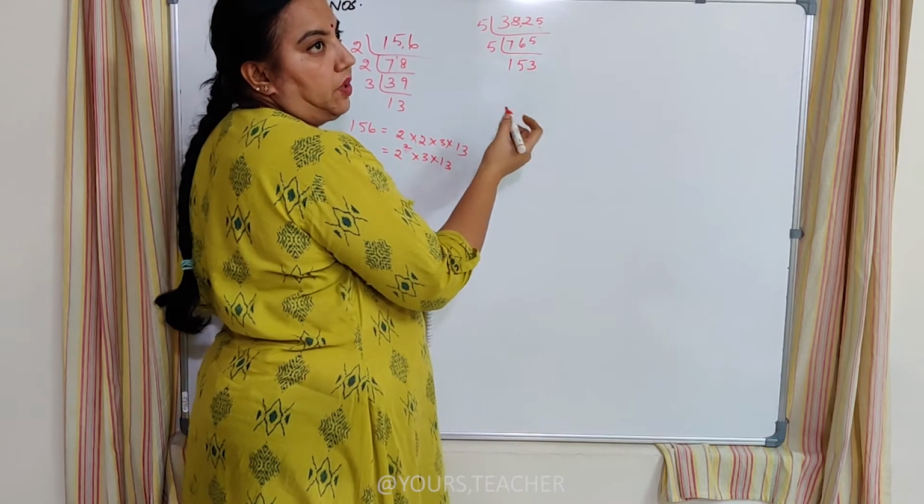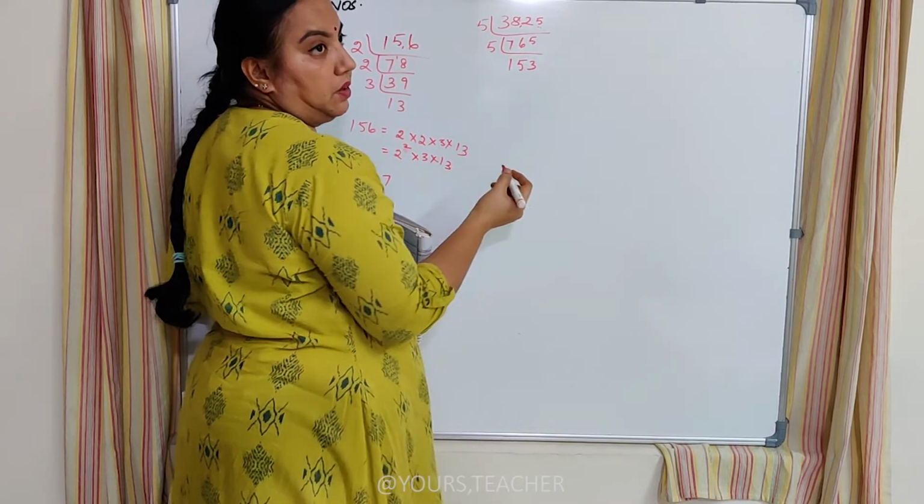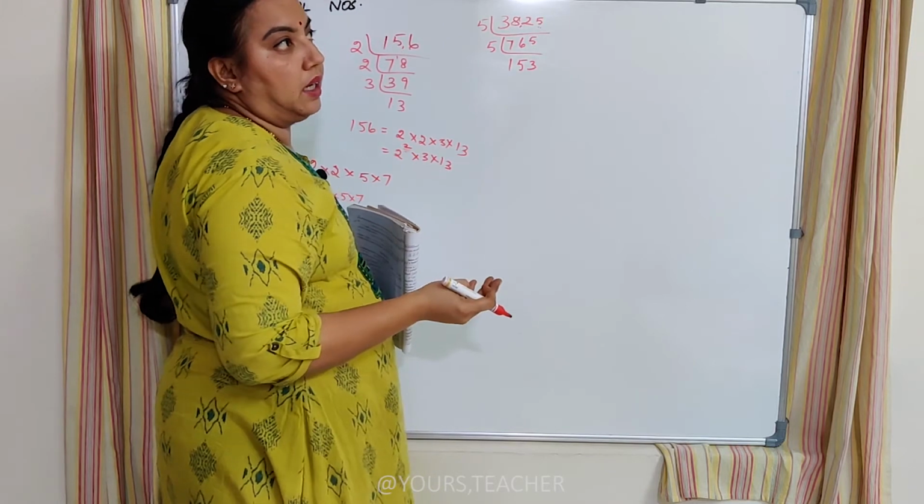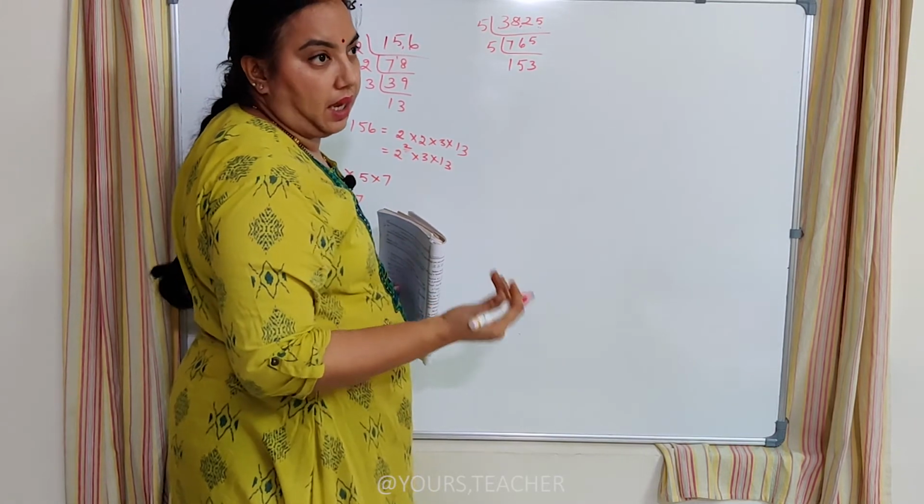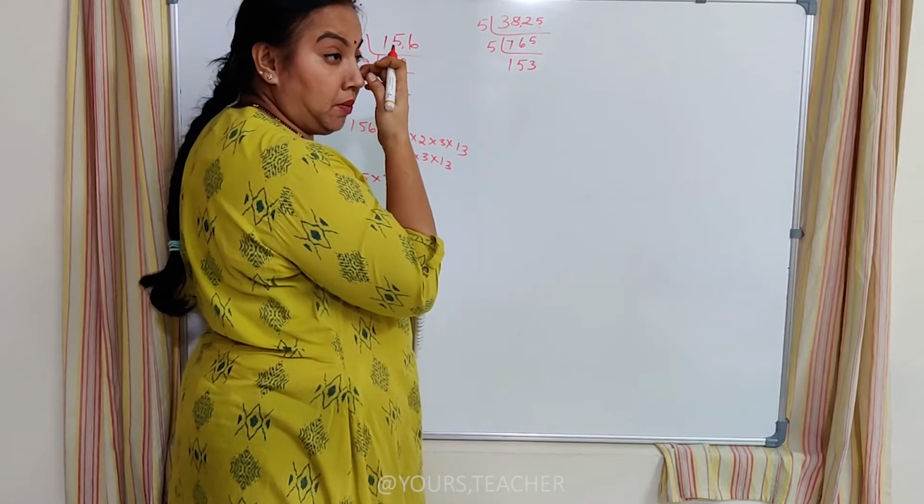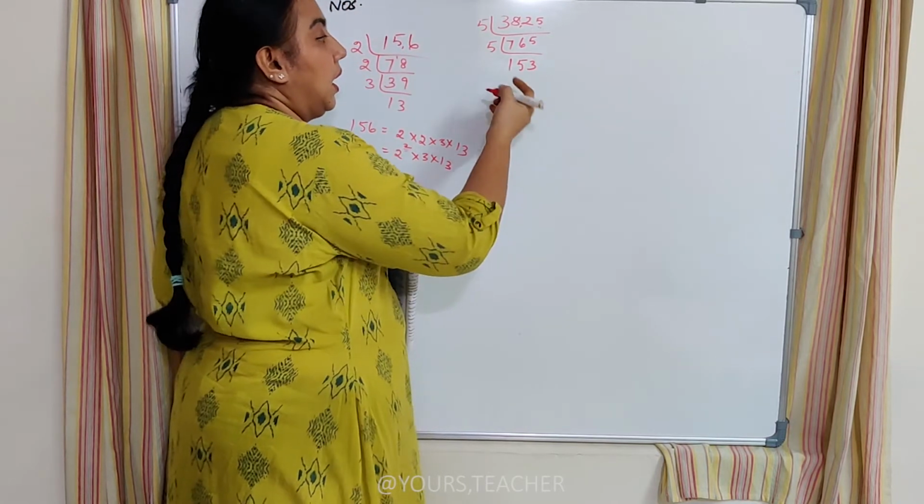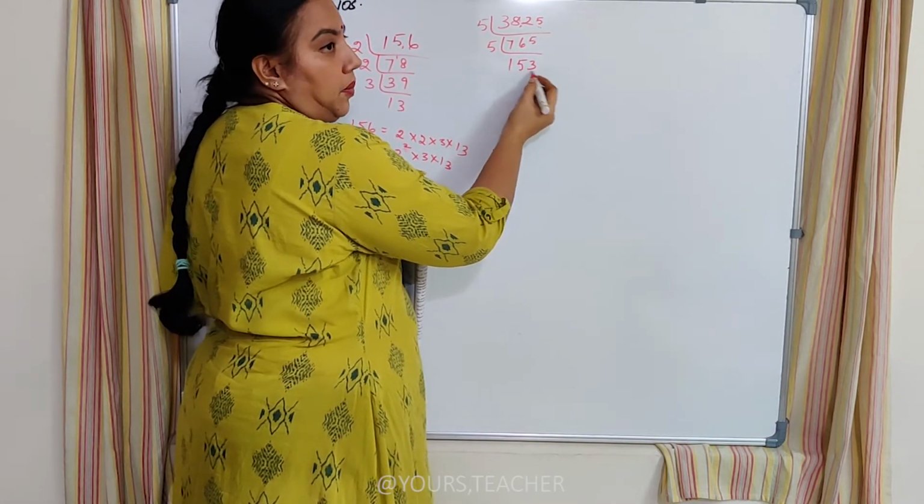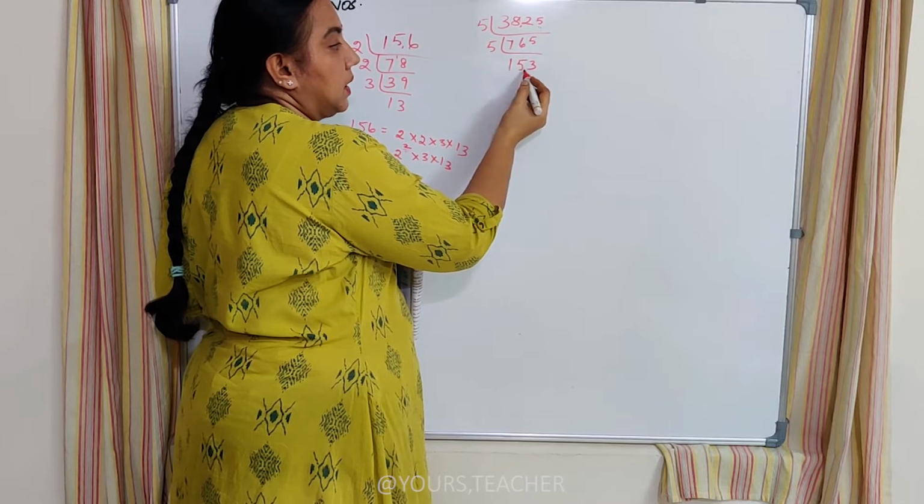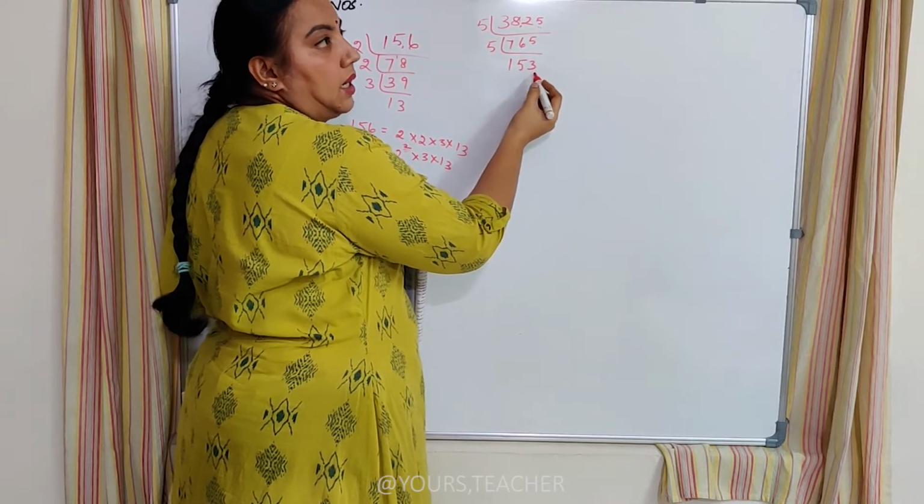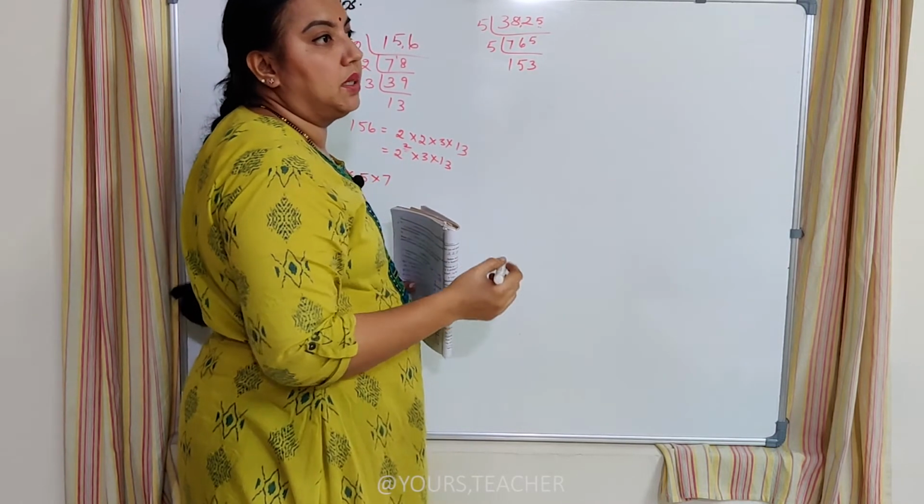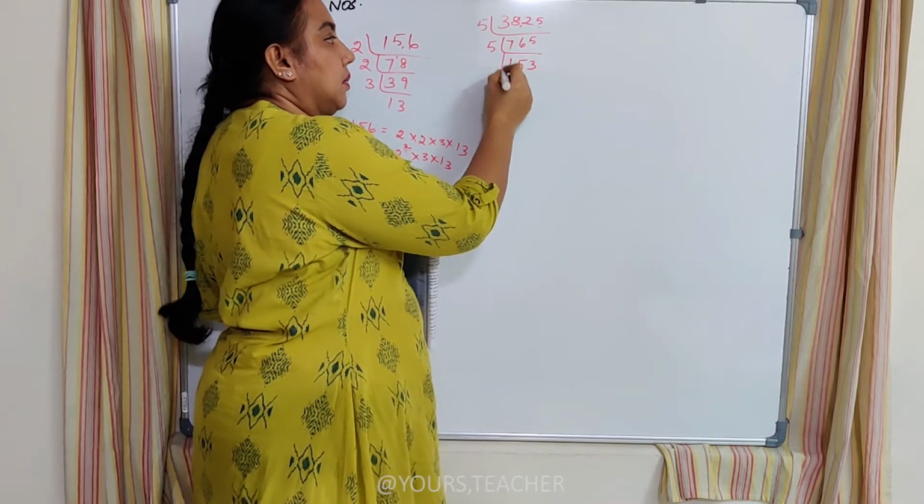So I can try with 2 again, but the number ends with 3. Any number ending with 0, 2, 4, 6, 8 only can be divisible by 2. So I am leaving out 2 and I am trying 3 now. I add up all the digits: 1 plus 5 is 6, 6 plus 3 is 9. And 9 comes in the 3 table. So I am using the 3 table to divide this number.